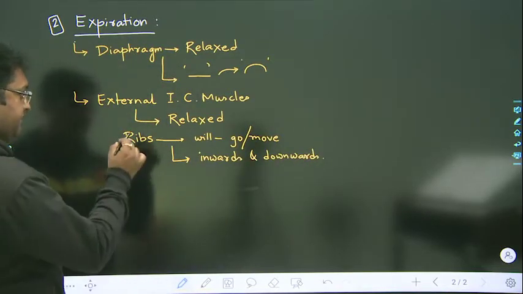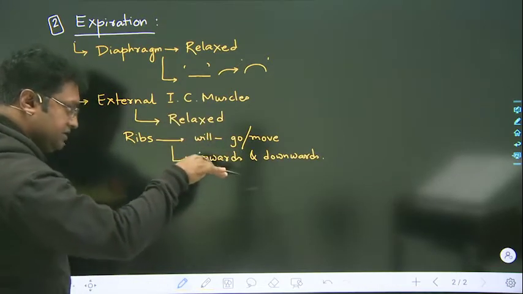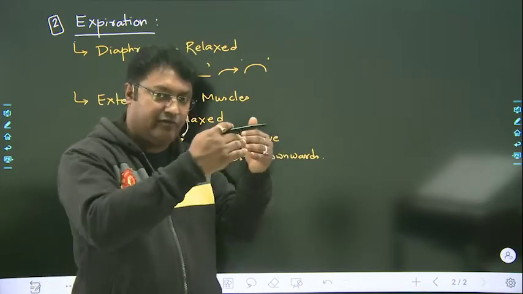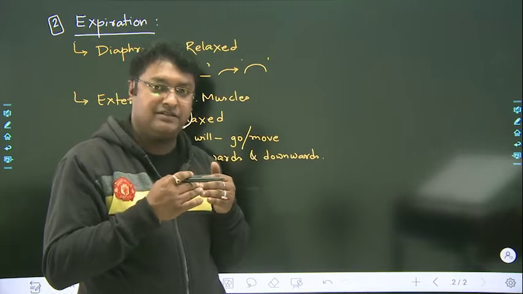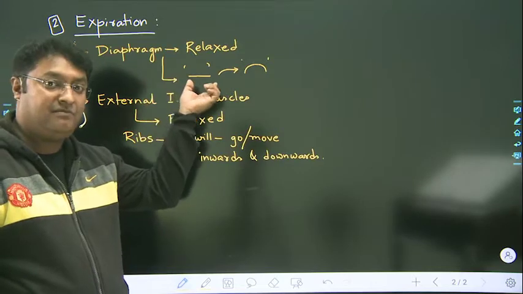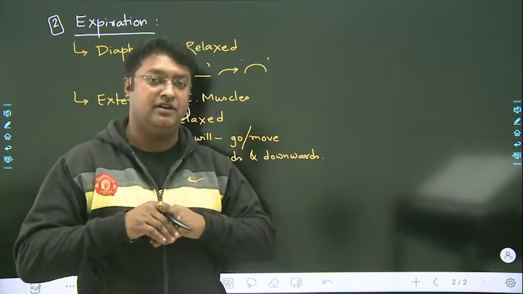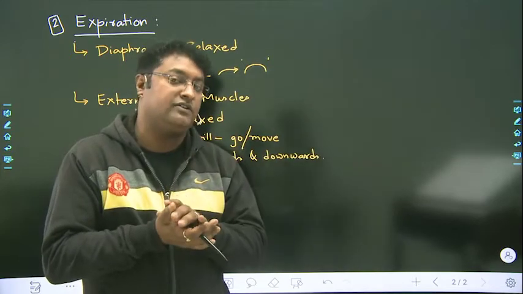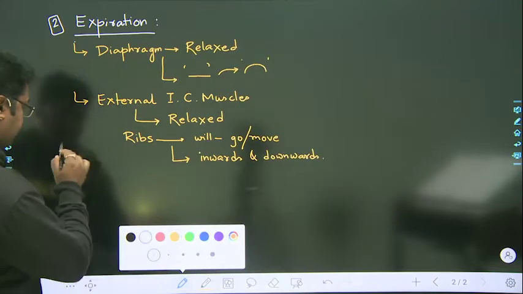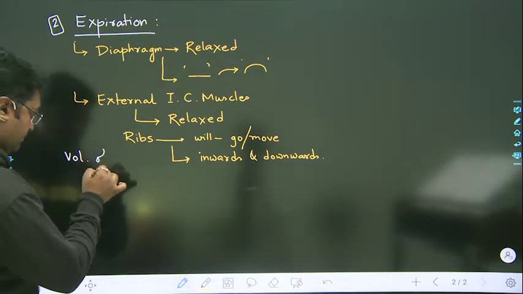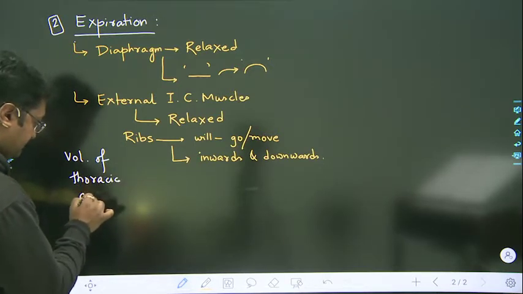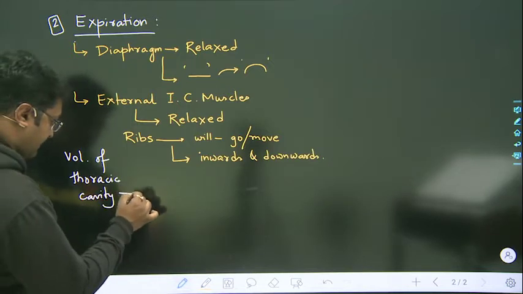Clear? So if the ribs will move inwards, that is when we release the air, the ribs are moving inward and slightly downward. And what about the movement of the diaphragm? It is again getting back to the normal, so thereby the volume of the thoracic cavity will now be getting reduced. So finally, the volume of the thoracic cavity will now get reduced.